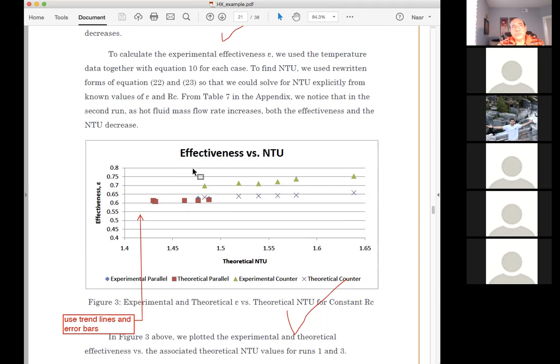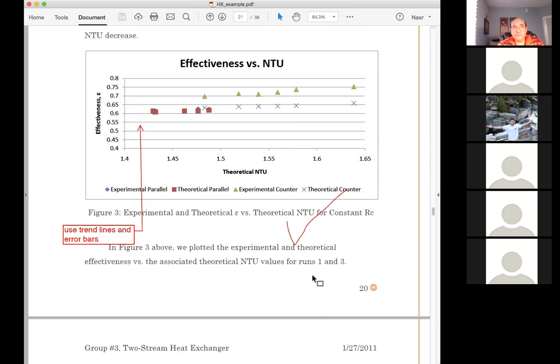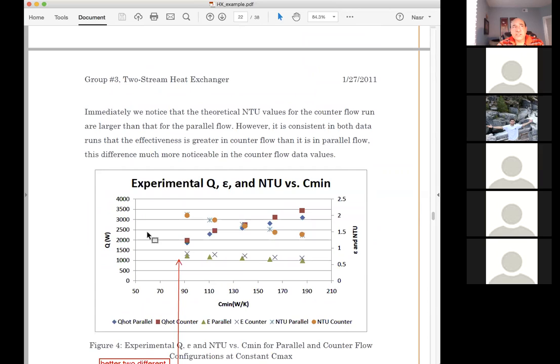If you need to, don't crowd one graph with so many things. Like they have 4 different things on one graph. You should maybe split it to 2 graphs easily. Here is the Q versus C min. And then on the right side, they have epsilon and NTU versus C min. I would prefer to have Q versus C min on one graph, and then epsilon and NTU versus C min on another graph. Again, the idea is so the reader can understand what he's seeing.